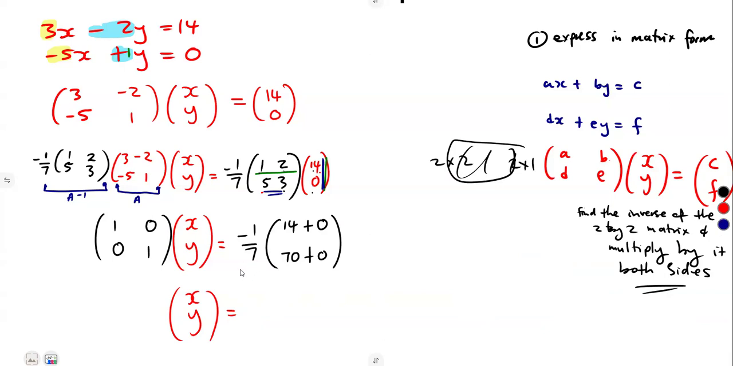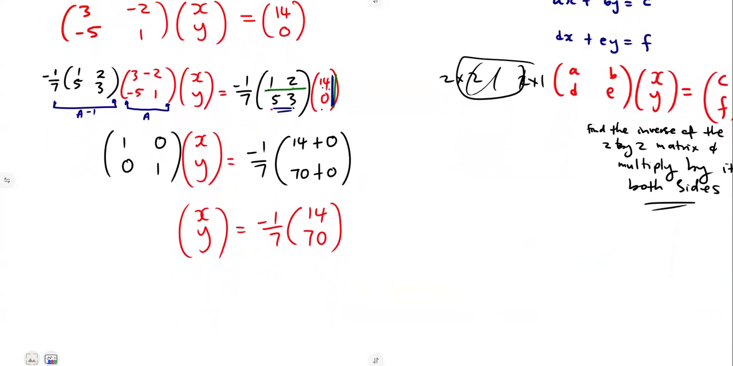So the only simplification is on the right-hand side. So that was going to be minus 1 over 7. You add here 14 plus 0, that's 14. 70 plus 0, that's 70. Then simplifying the right-hand side to obtain the value of x and y is going to be minus 1 over 7 times 14, because this is just a scalar. So it multiplies the 14.